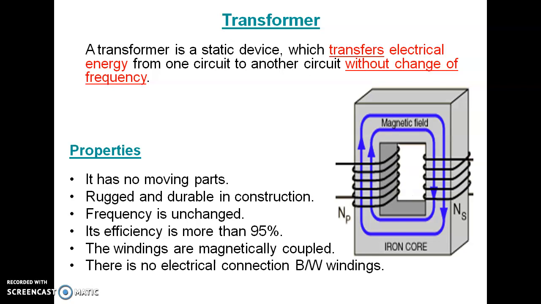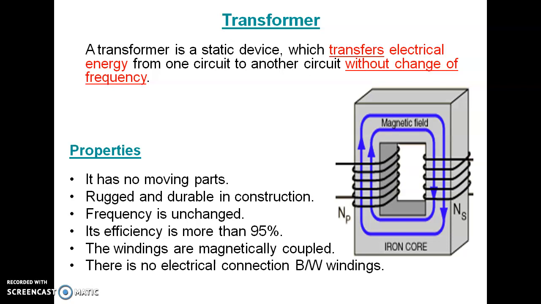Basically, a transformer is a static device which transfers electrical energy from one circuit to another circuit without change of frequency. That means we can transfer energy from one circuit to another circuit. So the name itself indicates we can transfer energy from one circuit to other circuit.